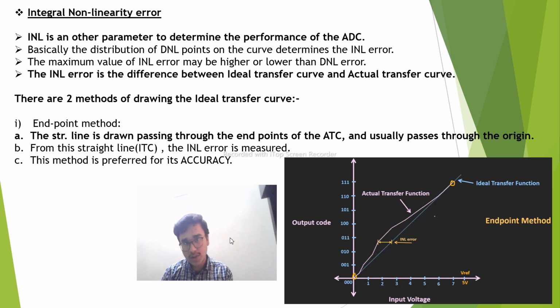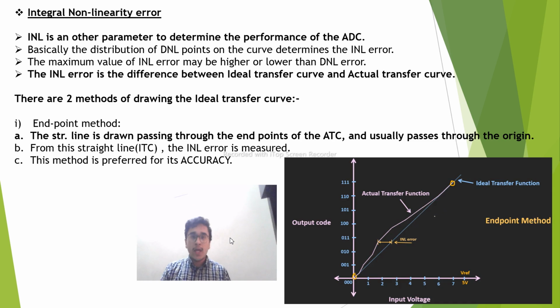Basically, the distribution of DNL points will be determining the total INL error, right? The maximum INL error may be higher or lower than the DNL. So from this we can infer that the DNL is the basis for finding the INL error, that is the integral nonlinear error. In order to find out this integral nonlinear error, we have two methods. One is the endpoint method, the other one is the best fit method.